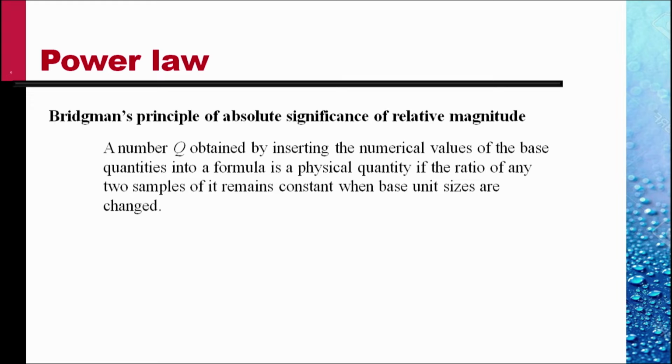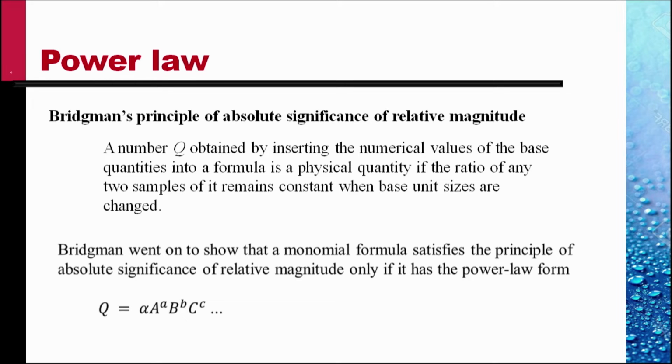If we change the unit size of the base quantities, the value q obtained would be different. But if two values of q are obtained, first by one set of units and then by a second set of units, and if q1 divided by q2 remains unchanged when the units change, that means there is an absolute significance of the relative magnitude, and only in such a case would q be a physical quantity.